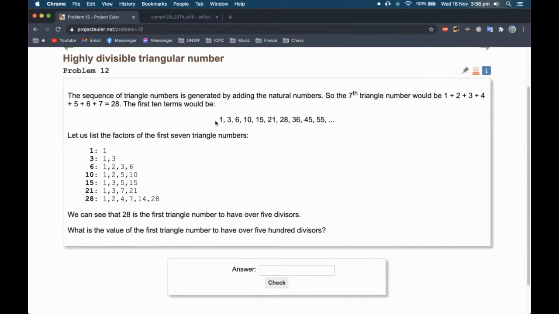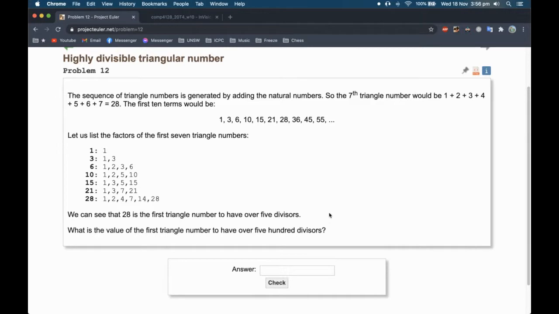We have the sequence of triangular numbers that look like this. And for each triangular number, you can write them in terms of their factors. So, 10 has the factors 1, 2, 5, and 10. 21 has the factors 1, 3, 7, 21, and so on. Now we can see that 28 is the first triangular number to have over 5 divisors or factors, right? So the problem here is, what's the value of the first triangular number to have over 500 divisors?